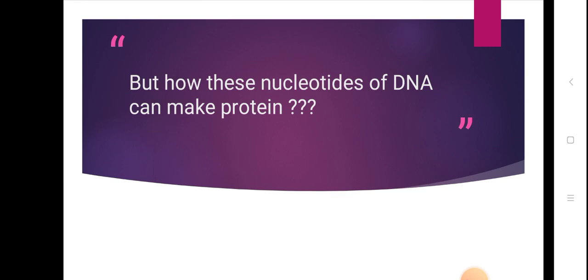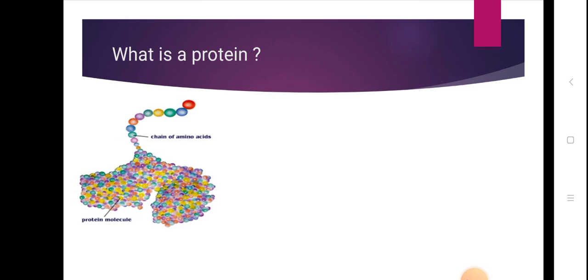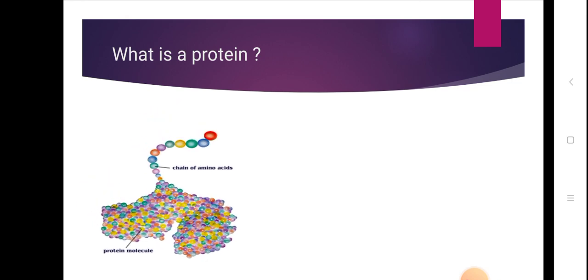But how can these nucleotides of DNA make protein? Do nucleotides make protein? No. DNA cannot make protein. But what is the protein itself? Protein is a polymer that consists of a large number of amino acids. So to form protein, we want to form what? We want to form a chain from these amino acids by peptide bond, or to form a polypeptide chain. Okay?